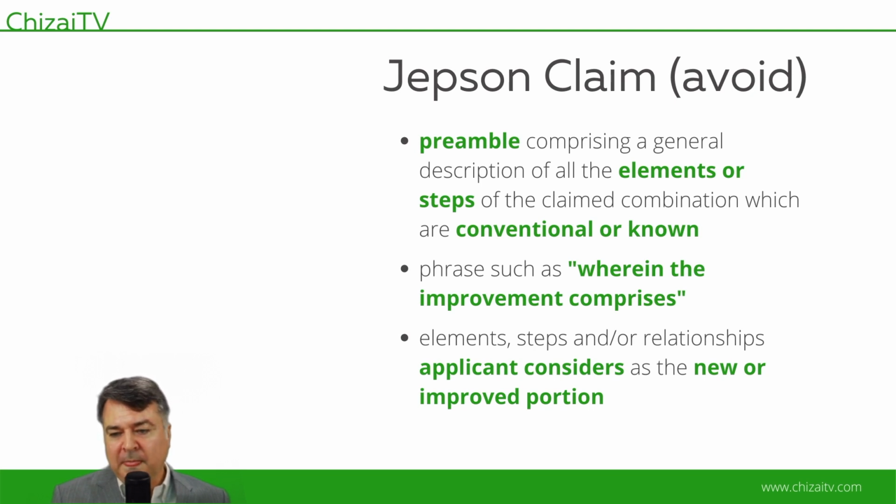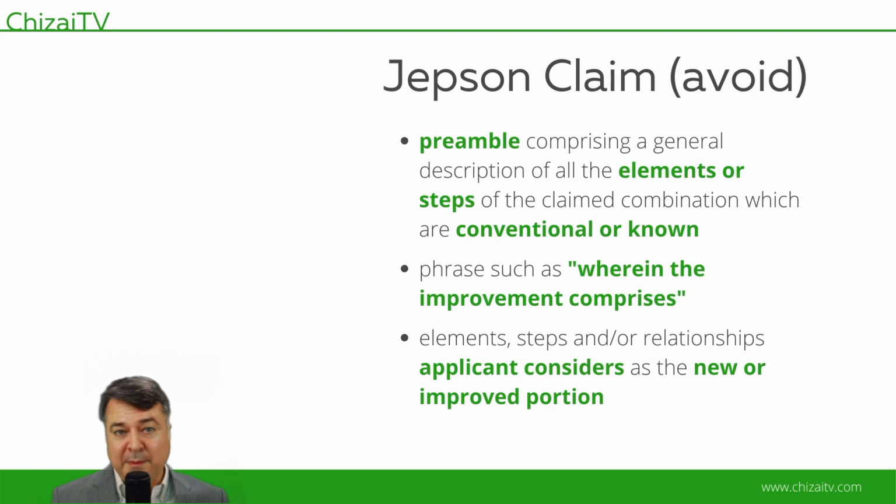So the preamble comprises a general description of all the elements or steps of the claim combination which are conventional or known. And then you have a phrase such as wherein the improvement comprises. And then after that phrase, you will have elements, steps, or relationships that the applicant considers as the new or improved portion. So as you can see, the Jepson claim has conventional known stuff in the preamble, and then in the body of the claim, it's got your new things, which is what your improvement is.